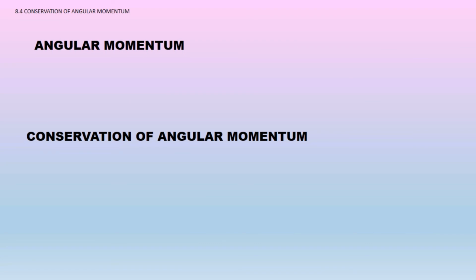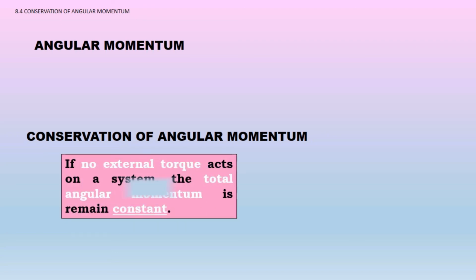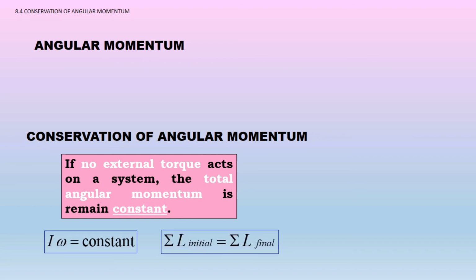And the last but not least is 8.4, conservation of angular momentum. Conservation of angular momentum happens if there is no external torque on a system. The total angular momentum remains constant. I omega equal to constant, and the summation of L initial must be equal to the summation of L final.